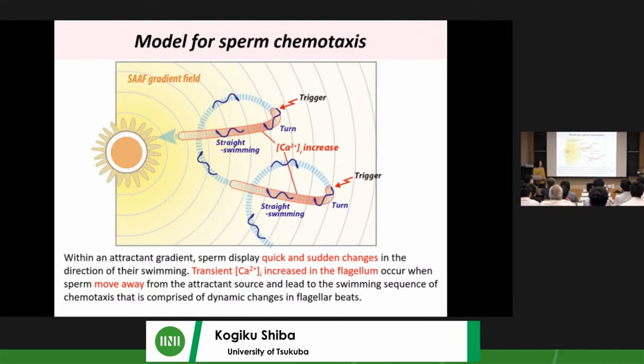This trajectory is not only observed in this species. Many animals show sperm chemotaxis, and the swimming trajectory is the same. They also swim by flagella and are regulated by the flagellar waveform. So I think this mechanism is very common among most animal organisms.